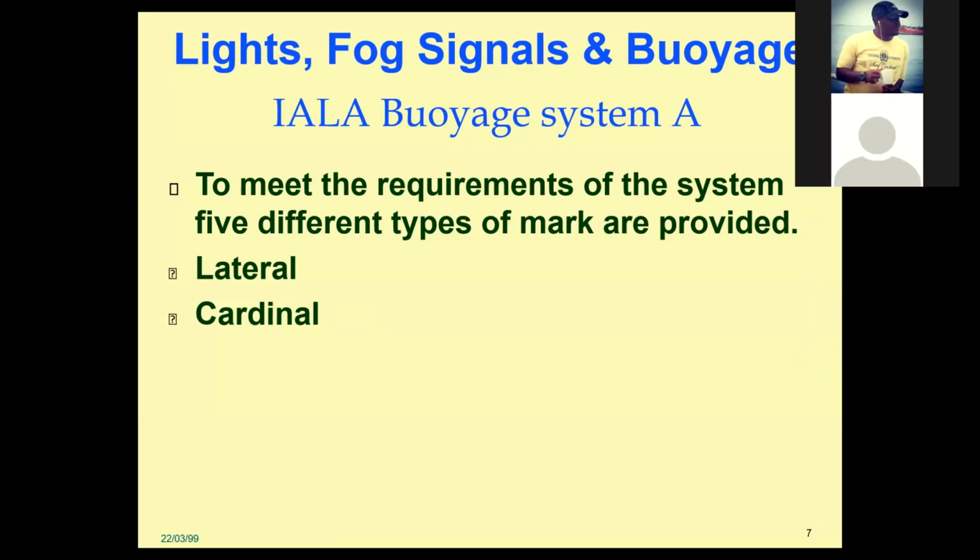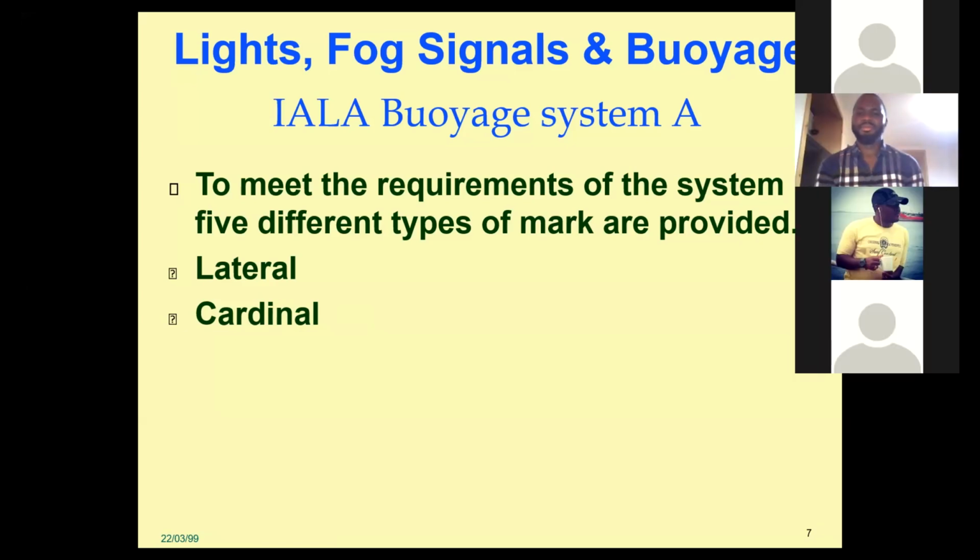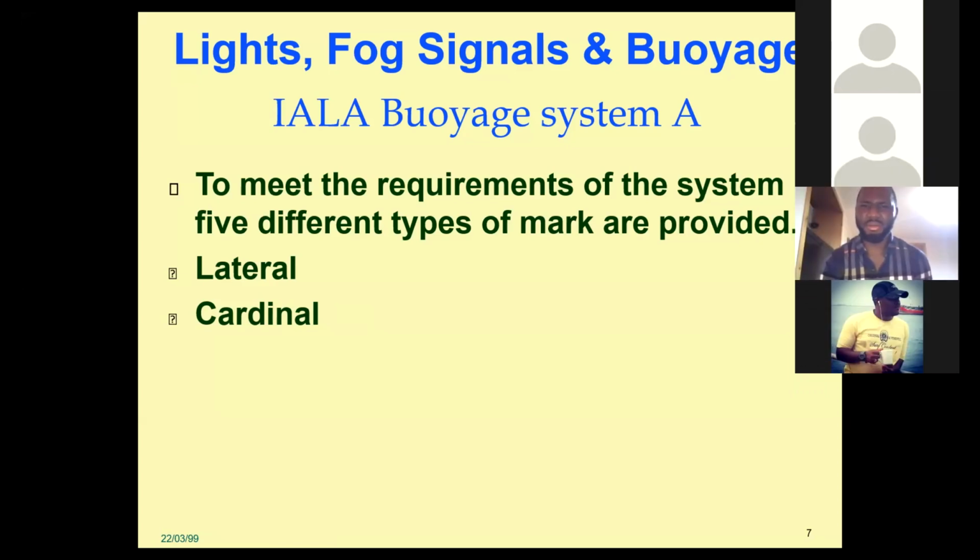Is anybody in the class ready for that? Yeah, Prince, go ahead. Okay, we have, apart from the natural mark, we have the safe water mark.